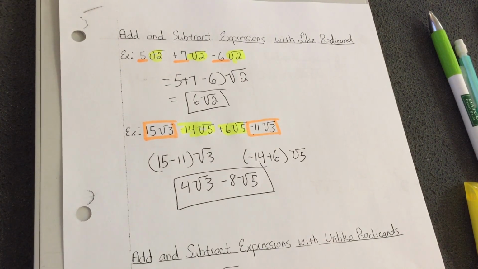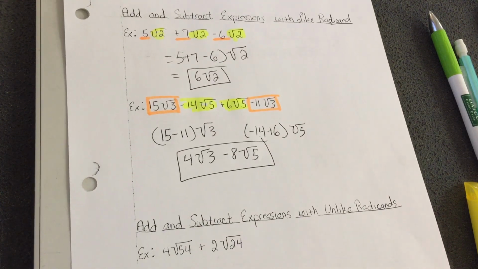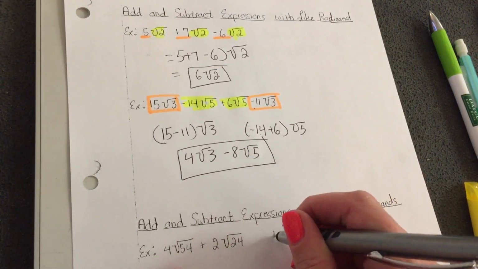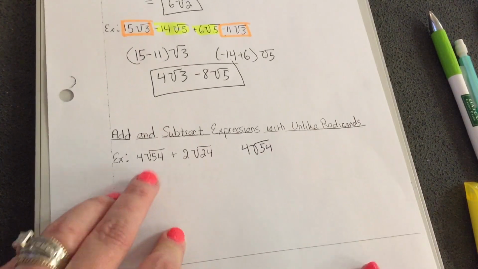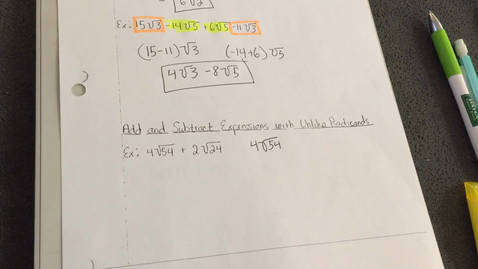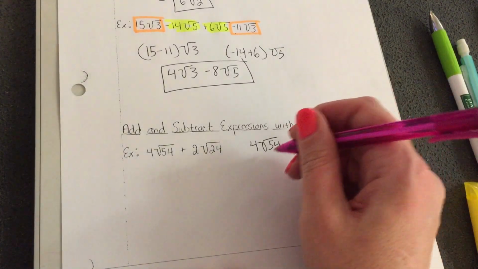Now, we're going to add and subtract expressions with unlike radicands. The best thing to do is to find a common radicand. Find a GCF. We're actually going to use factoring here. Over here, I have 4 square root 54, and I'm going to factor my 54.